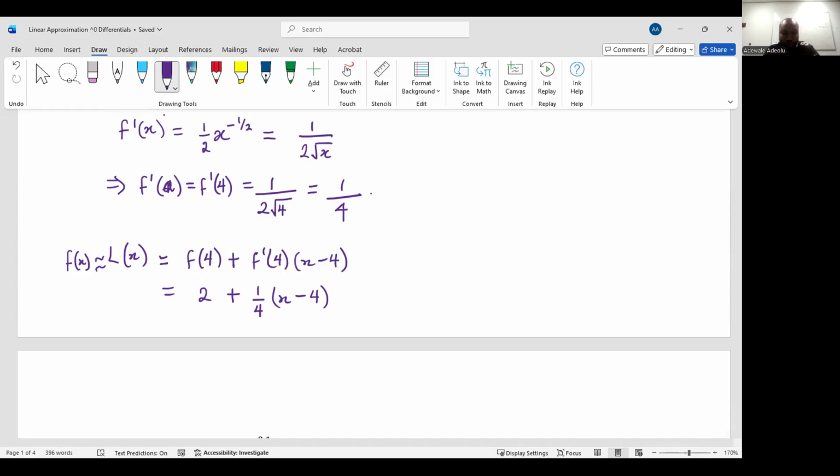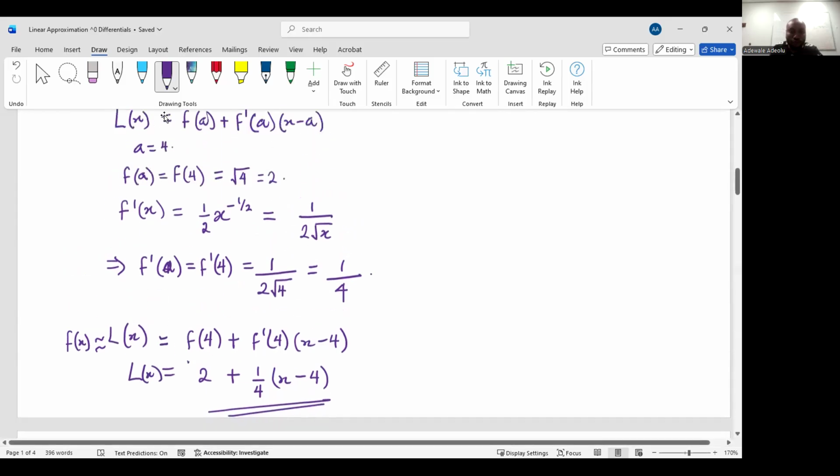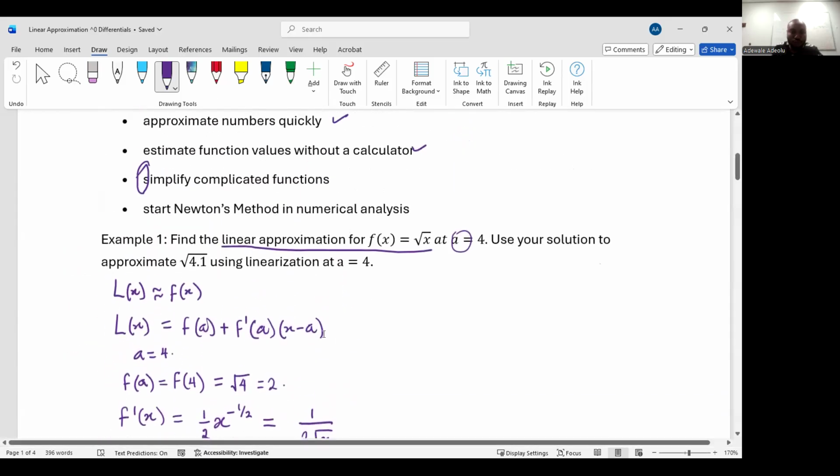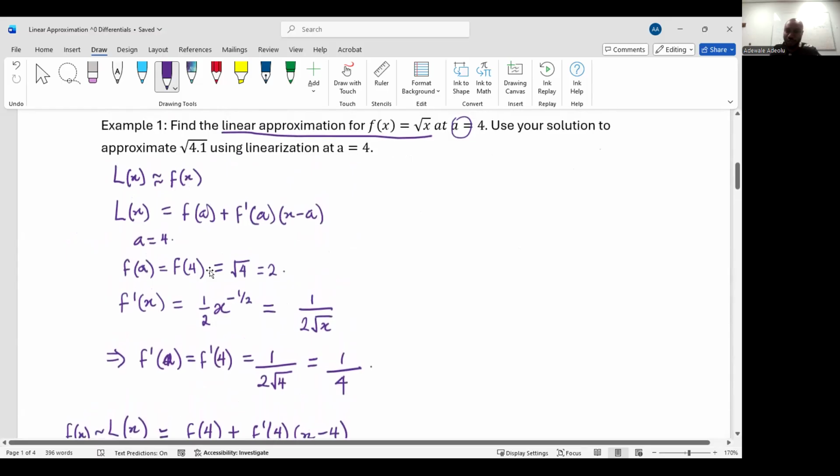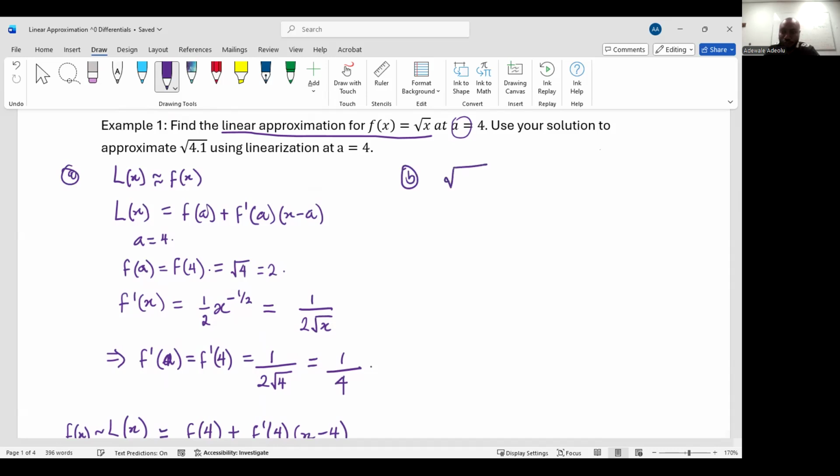You can still keep expanding these, but there is no need for that. So we have our linear function, which is this. Okay, now we want to use it to approximate the square root of 4.1. Now, let us see how we can answer that. I will call this part A, I'll call this part B. So we want to compute the square root of 4.1.